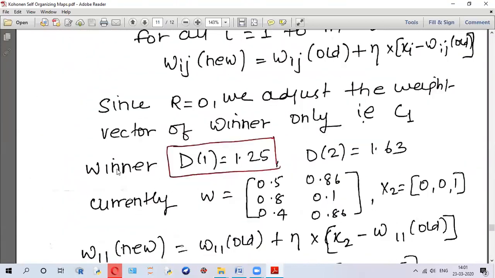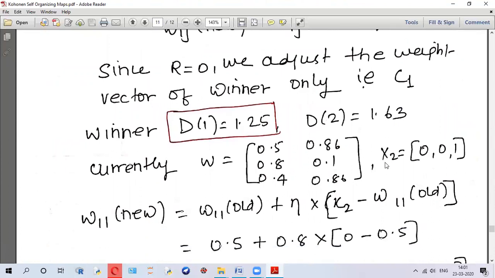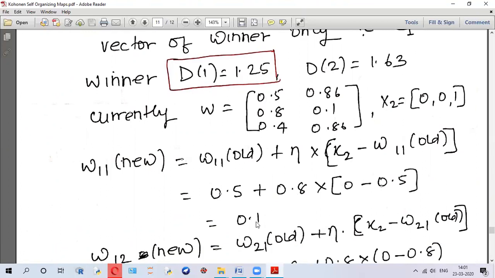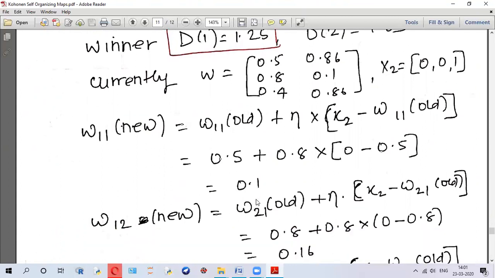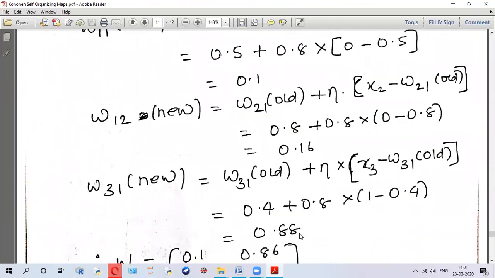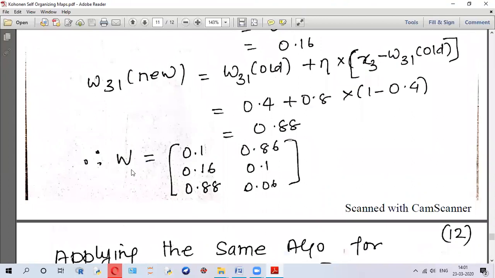Since the winner is J1, currently W is this and X2 is this. W11 over here is 0.5, plus applying this entire formula corresponding to X2, we have got 0.1 corresponding to W11. So 0.5 would now be updated to 0.1. Similarly, 0.12 would be updated to 0.16 and 0.4 would be updated to 0.88. Applying this, this is the new and present weight vector after training the second pattern that we have achieved.